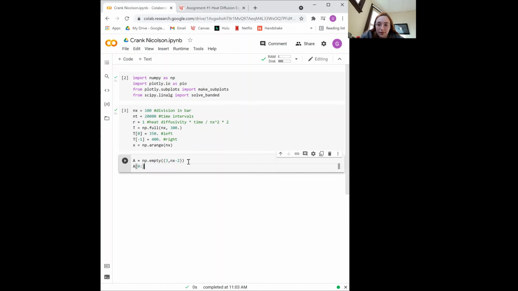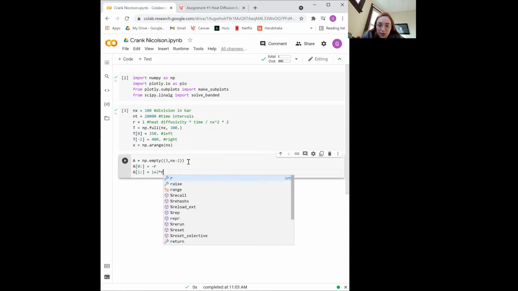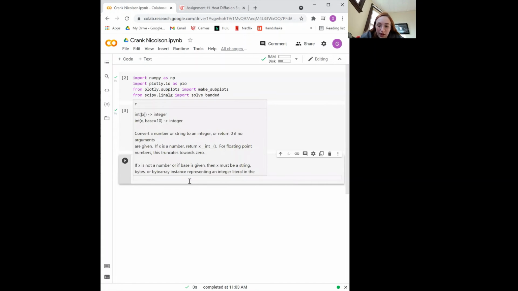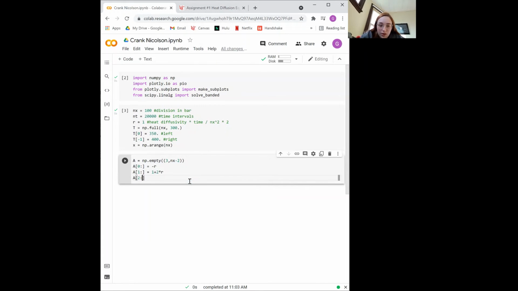And then the initial was the negative r, it was the j minus 1 that we mentioned in the previous video. The 1 is that 1 plus 2 times r, which was the j equals 1, and then the 2 is negative r again from the last part of the video. And then we're going to work on our next matrix.